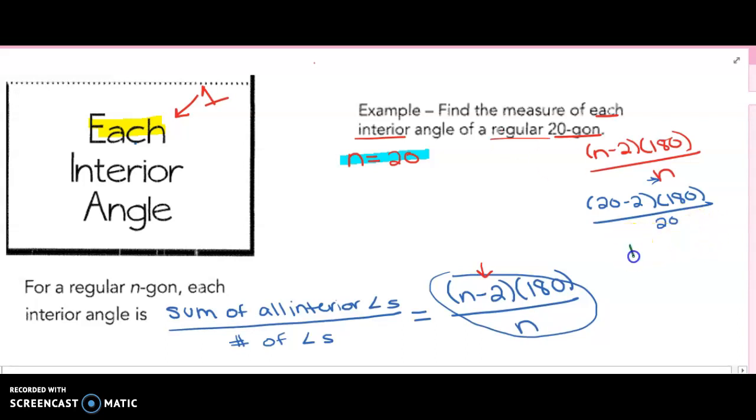Okay, so let's simplify this. That's 18 times 180 divided by 20, which is 3240 divided by 20, which is 162. So each one of the angles is 162 degrees.